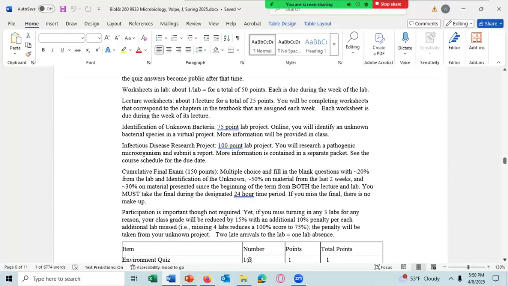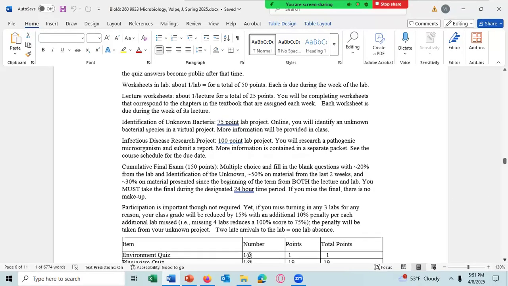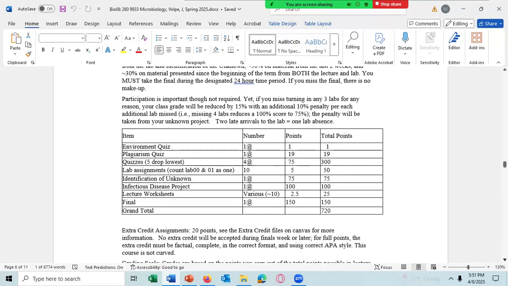There will be a worksheet in the lab, about 1 per lab for a total of 50 points, so about 5 points each. There will be a worksheet in each lecture. Actually, one of the lectures has 2, but that'll be worth 25 points. And I think these are worth 2.5 points each. Identification of the unknown bacteria project, meaning your unknown project, is a 75-point lab project, the infectious disease lab project is a 100-point lab project, and the cumulative final is worth 150 points. We'll talk more about the cumulative final when the date approaches.